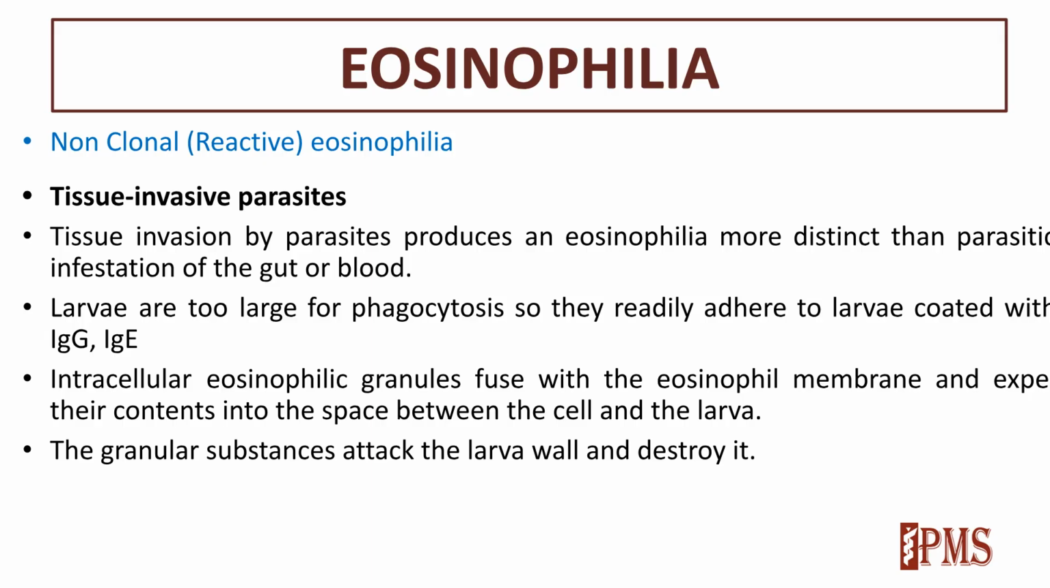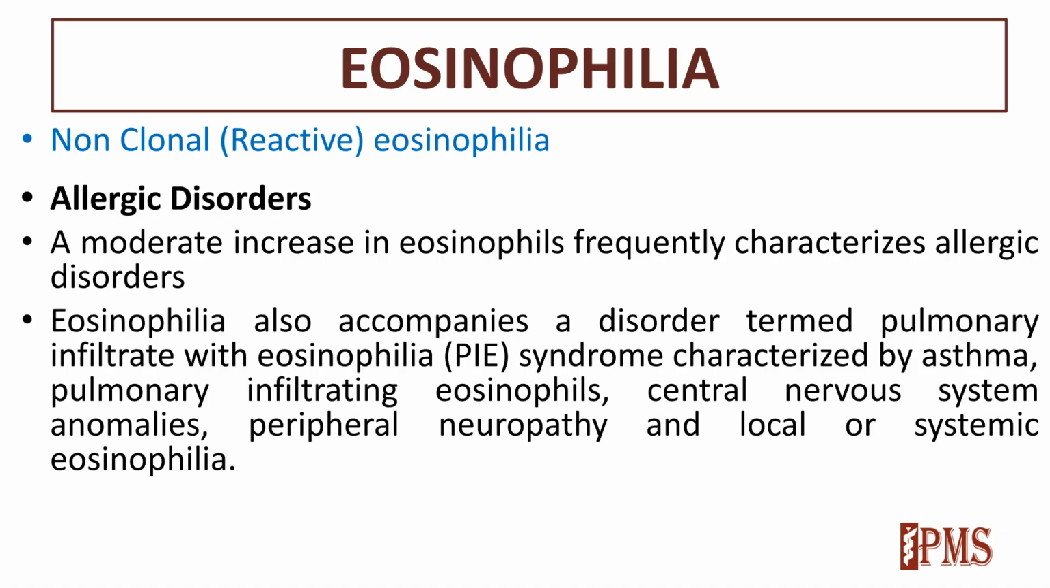Eosinophils adhere to larvae coated with IgG and IgE. Intracellular granules are expelled to attack and destroy the larva wall, as the larvae are too large for phagocytosis. Allergic disorders often show a moderate increase in eosinophils. Eosinophilia also accompanies the pulmonary infiltrate with eosinophilia, or PIE syndrome, which involves asthma and pulmonary infiltrating eosinophils.